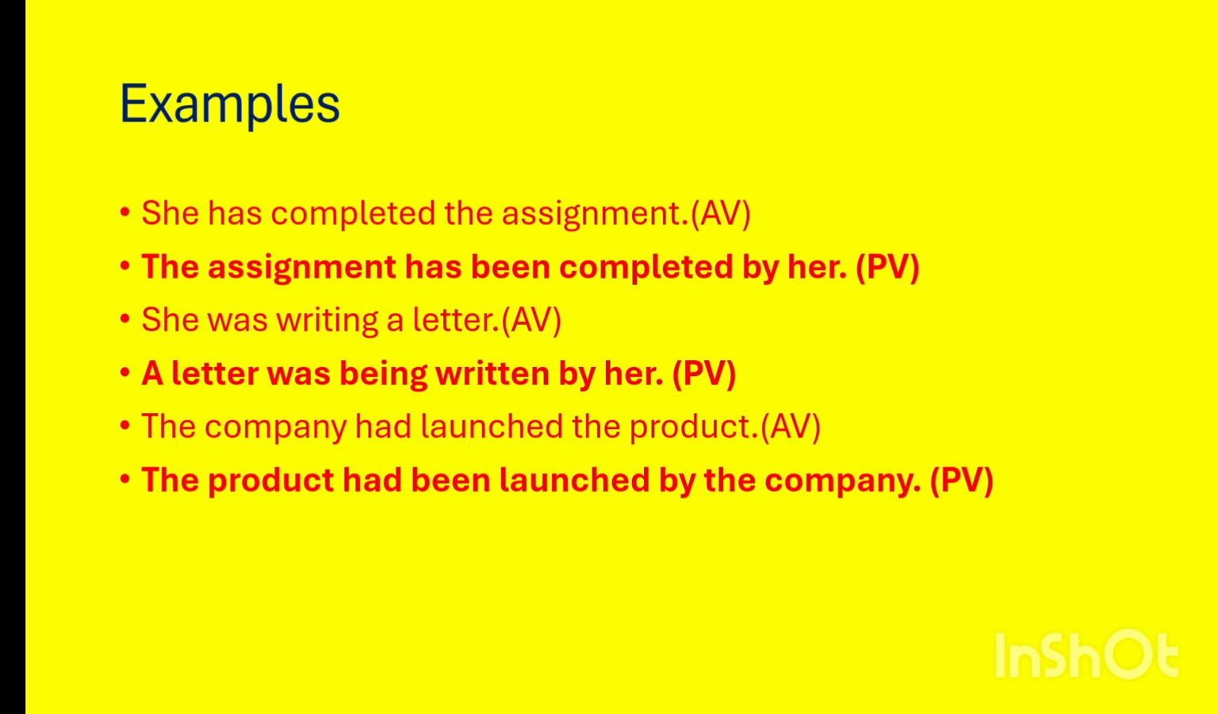More examples: she has completed the assignment. I try to cover all the tenses here: simple present, simple past, past continuous, present continuous. So has completed means it is present perfect. For present perfect, you have to write been. The assignment has been completed by her. If it would have been assignments, with an S, then you would have written have. The assignments have been completed.